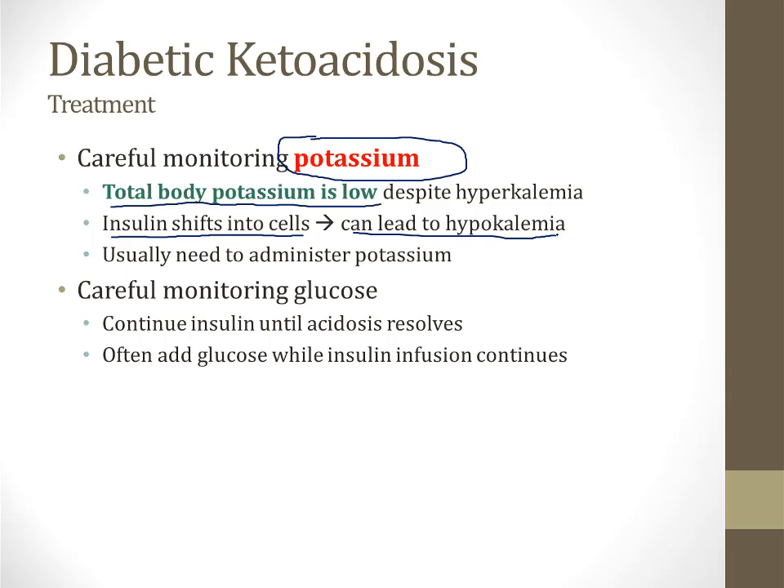Usually after a few hours of therapy with insulin, you need to add potassium to the IV fluid so that the patient does not develop symptomatic hypokalemia. In addition, you need to carefully monitor the glucose. As you administer insulin, the glucose level will begin to fall, but you can't stop the insulin when the glucose gets low. You need to continue it until the acidosis goes away.